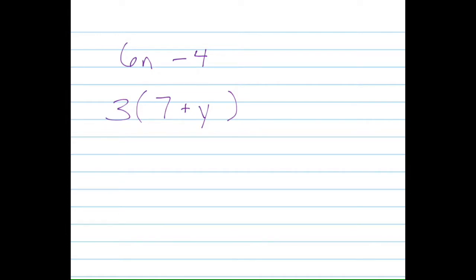The third one says the difference of 22 and the square of a number m. Kyla, what operation is difference? Subtraction. So when I'm subtracting, I go in order. So what am I starting with? What's the first thing in my subtraction expression? When it says the difference of 22 and the square of a number m, what comes first?